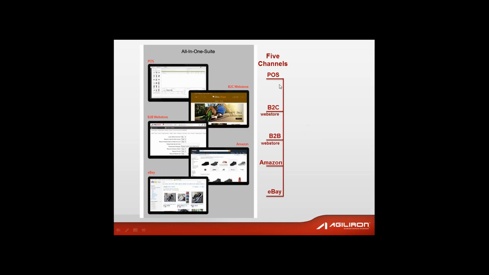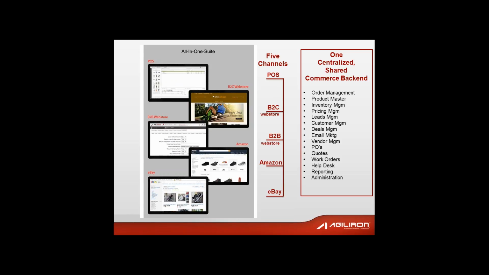So these are the 5 major channels, and the point is that all of the computing infrastructure for managing transactions, order management, inventory management, product master, the CRM, the ERP capabilities for POs and inventory are all in a centralized shared commerce backbone, okay, that serves the channels. So that's the latest picture that we're using.